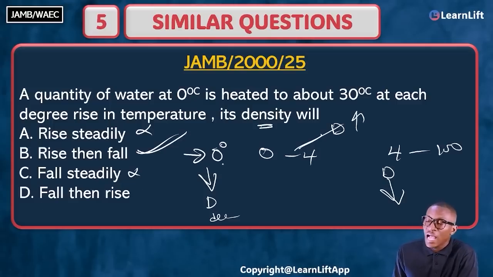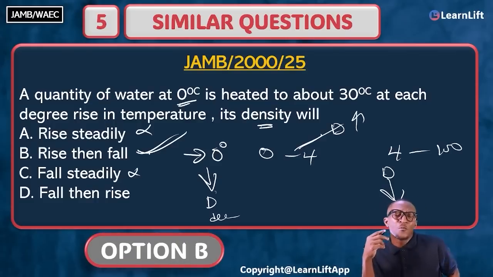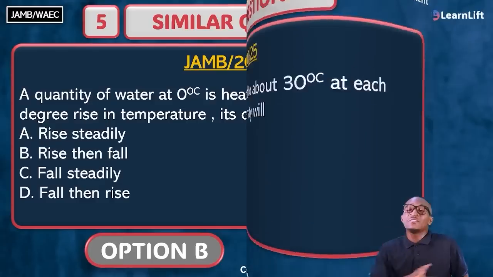This one would have been the answer if they had said before 0 degrees, it is going to fall, rise and fall. But they say start from 0. What happened from 0 degrees? It will rise, fall. So rise and fall, making option B the answer. Do you understand that? That's everything about part 1.